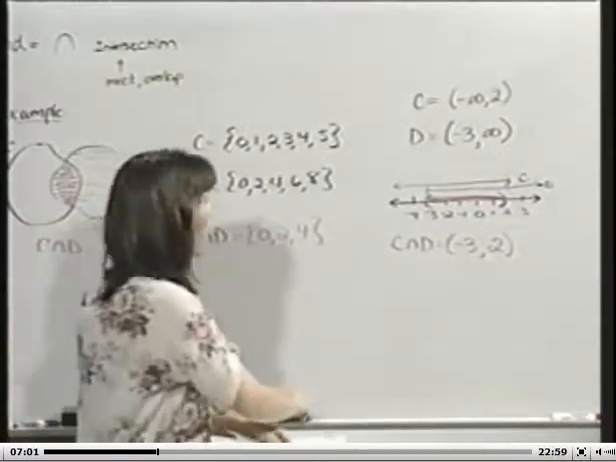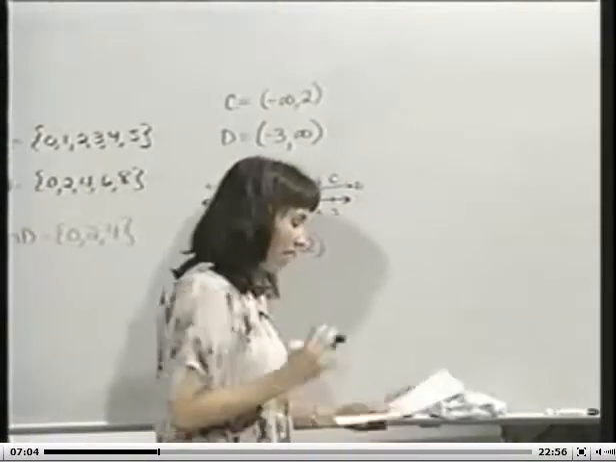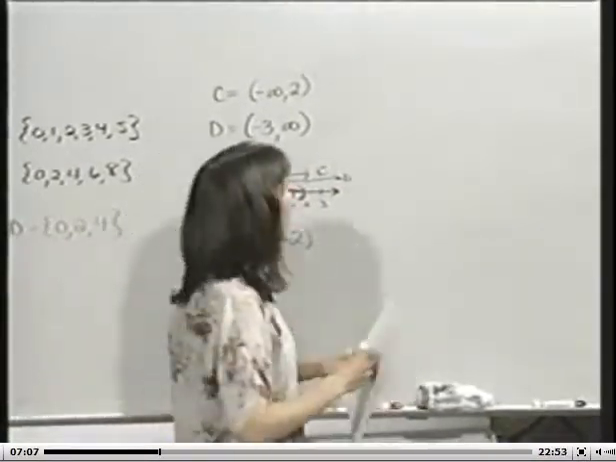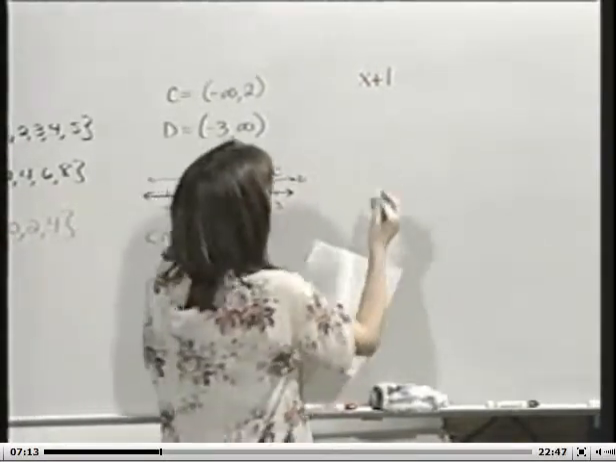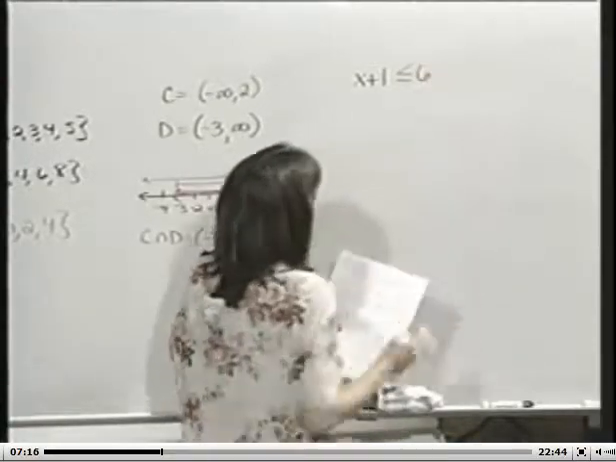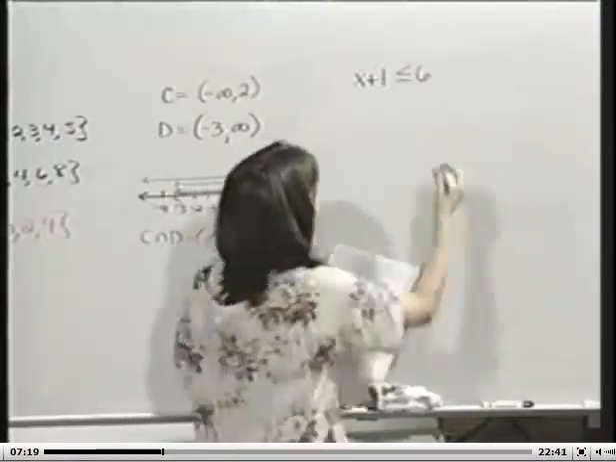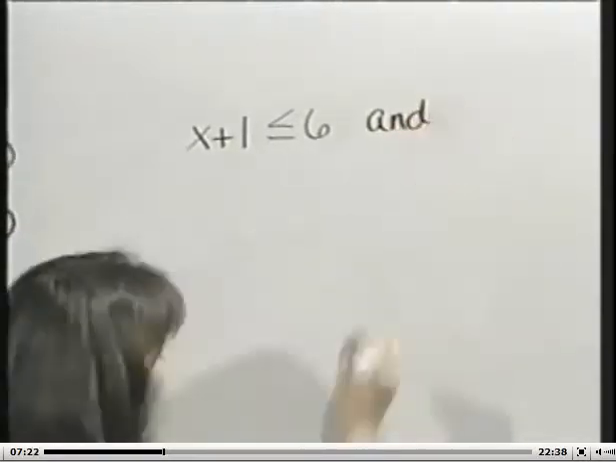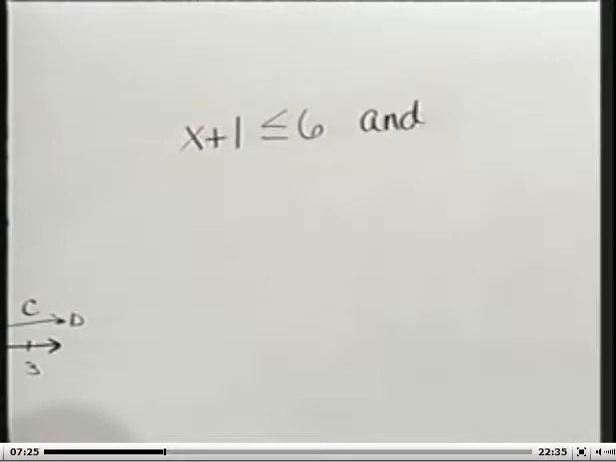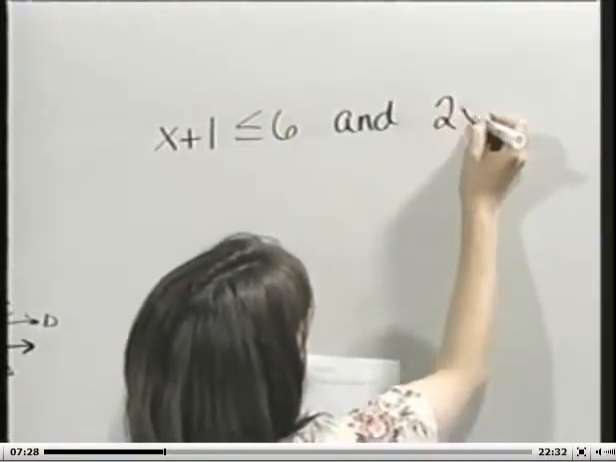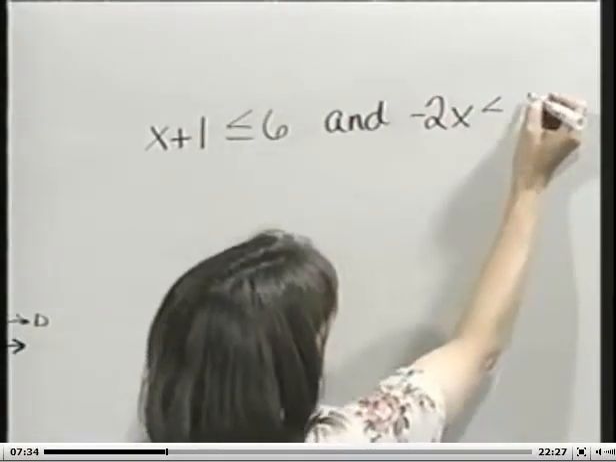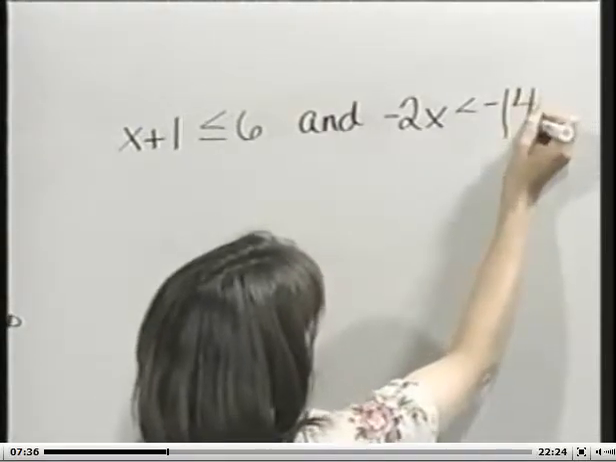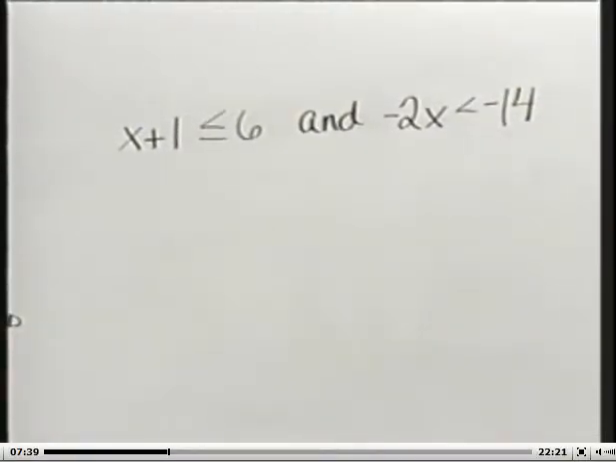And then let's take a look at one more. Now we're all set to do our linear inequality. So now let's look at a compound linear inequality. Let's take x plus 1 is less than or equal to 6, and negative 2x is less than -14. And how do we do this? Let's see. What's our first step?